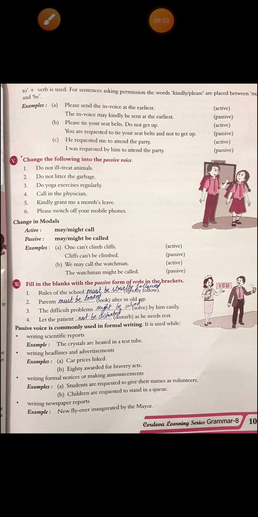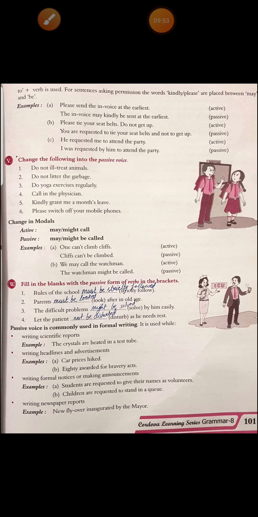Now see this exercise V. Again, exercise V is also important from the exam point of view. Change the following into the passive voice. Do not ill-treat animals. How do we have to start? We have to start with let. Let the animals not be ill-treated. Second, let the garbage not be littered.